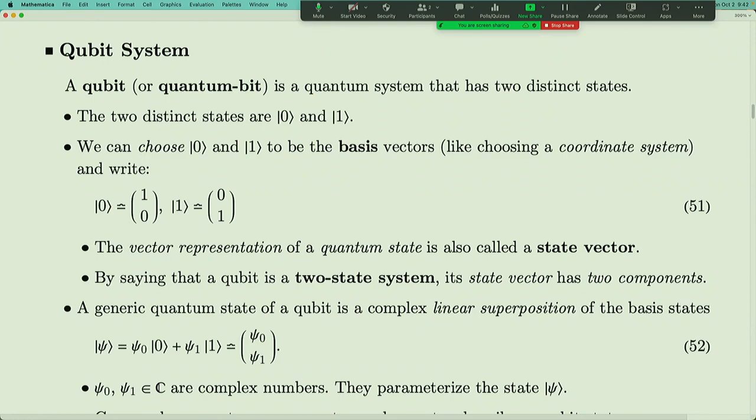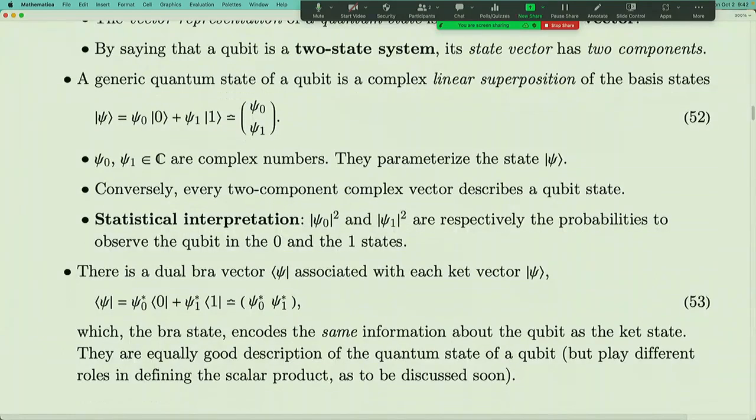This vector representation of a quantum state is called the state vector, and by saying it's a two-state system, we mean that its state vector has two components. A generic quantum state of a qubit can always be written as a complex linear superposition of these two basis states, the 0 state and the 1 state. As a result, the vector will be a column vector with two complex components, psi 0 and psi 1. So this is the generic qubit state. And conversely, every two-component complex vector also describes a possible qubit state.